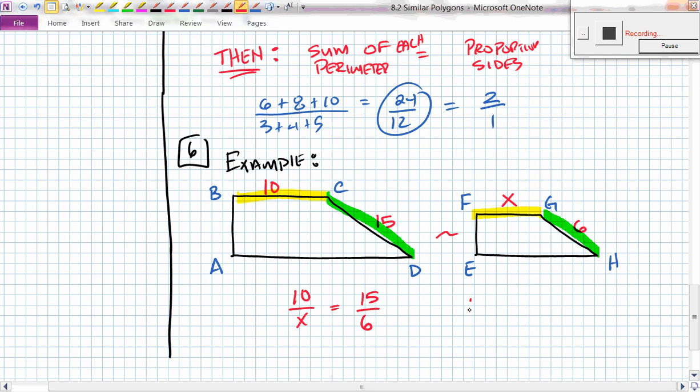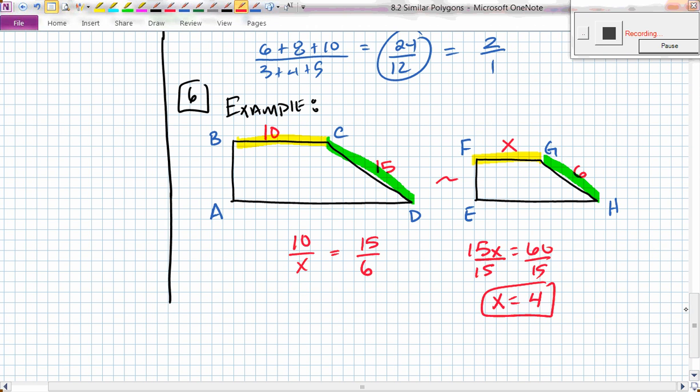Okay, so 15x has to be 60. So if I divide both sides by 15, what does x have to be? 4. Yeah, 4. There we go. So x has to be 4 to keep my proportions similar, okay? So you'll be doing figures with those, so I wanted to give one of those out there. Is that pretty straightforward?